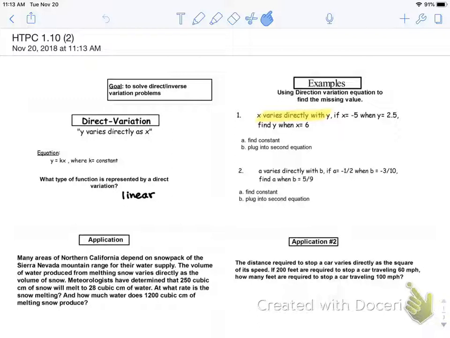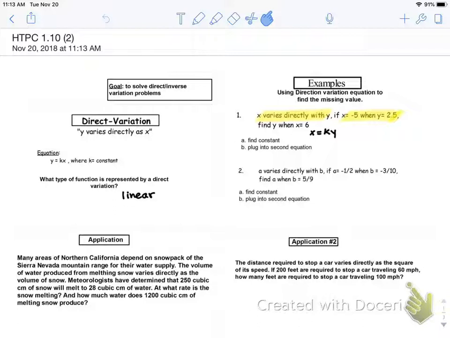So if I'm writing my equation, I'm going to say x varies directly with y. So x would equal y times k, or k times y. So x is going to equal y times some constant. And we're going to figure out what that constant is first. So step A says find the constant. Well, it gives me this information over here. It says x is -5 and y is 2.5. Okay, so I'm going to plug that in.